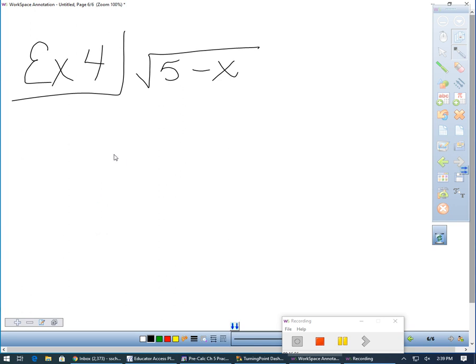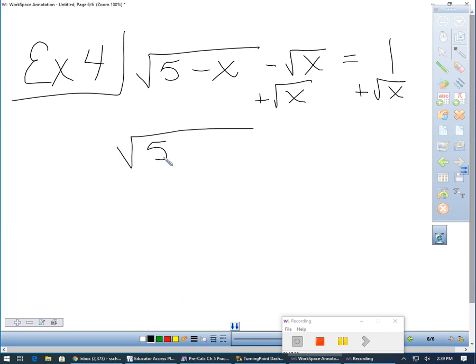Alright, so let's say I have the square root of 5 minus x minus the square root of x equals 1. Alright, so the first thing I have to do is get that square root by itself. So I'm going to add the square root of x over, right? That's easy. We know we have to do that. So we have the square root of 5 minus x equals 1 plus the square root of x.